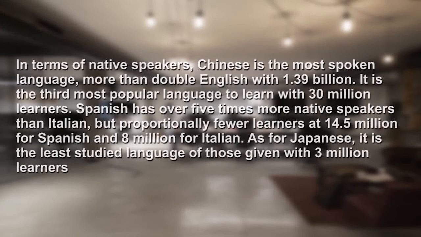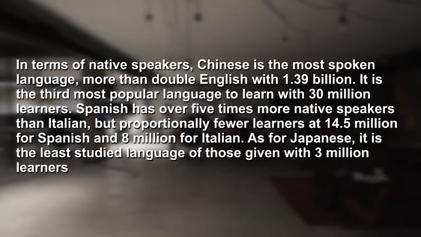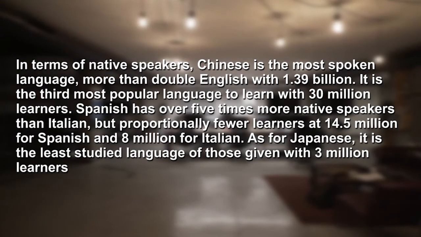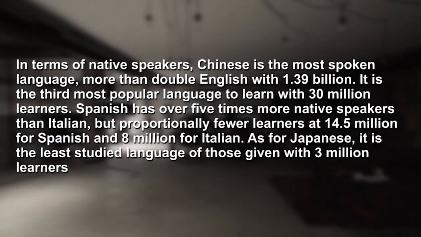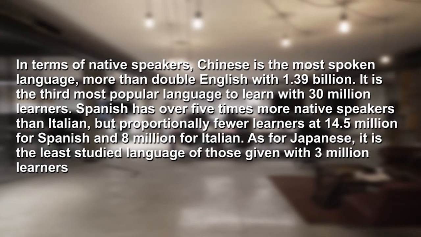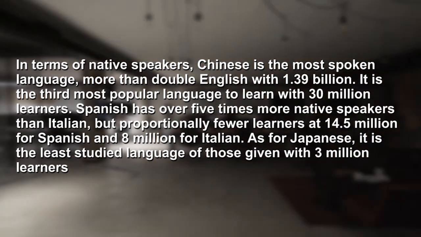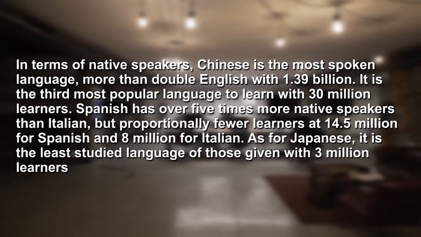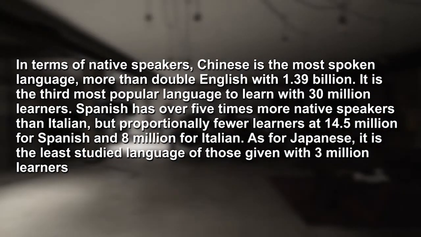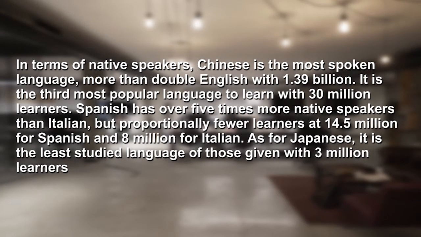In terms of native speakers, Chinese is the most spoken language, more than double English with 1.39 billion. It is the third most popular language to learn with 30 million learners. Spanish has over 5 times more native speakers than Italian, but proportionally fewer learners at 14.5 million for Spanish and 8 million for Italian. As for Japanese, it is the least studied language of those given with 3 million learners.